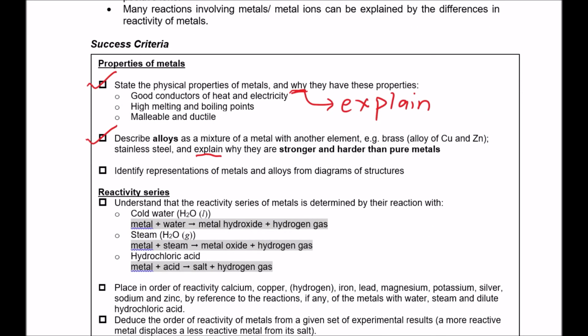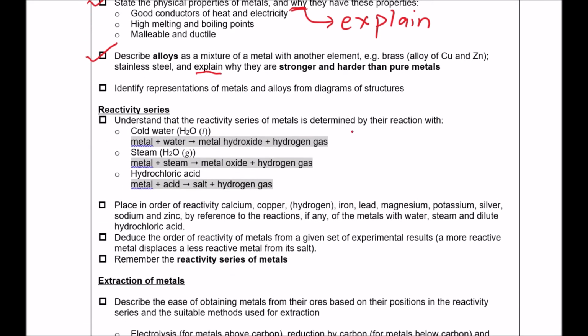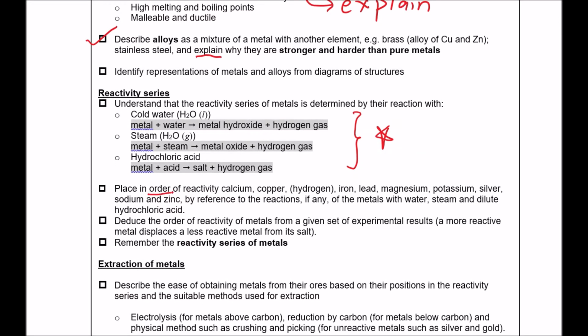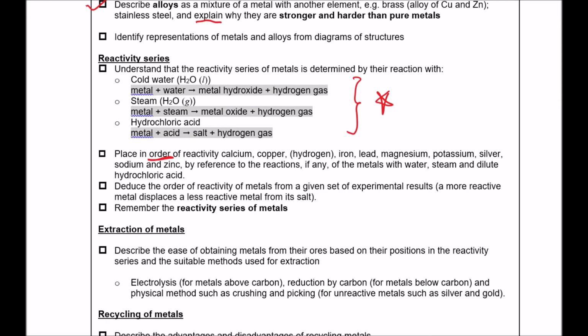For today, we are going to look at the reactivity series. And in the reactivity series, we need to know that there are three types of reactions that we use in order to determine the order of the reactivity. Once we use these reactions, we must place them in the correct order. And finally, you must also memorize the reactivity series of the metals.